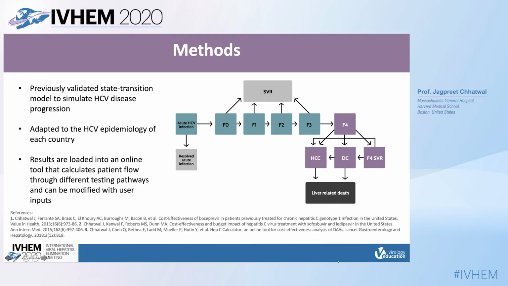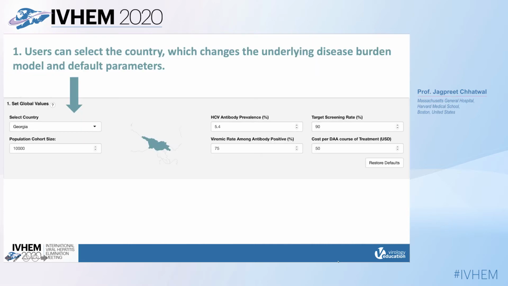The methodology is similar to what we had used in the past. There's a microsimulation model that simulates the natural history of disease for a given country based upon the epidemiology. Users can then look at the results for different pathway settings. Here is a screenshot of the tool.